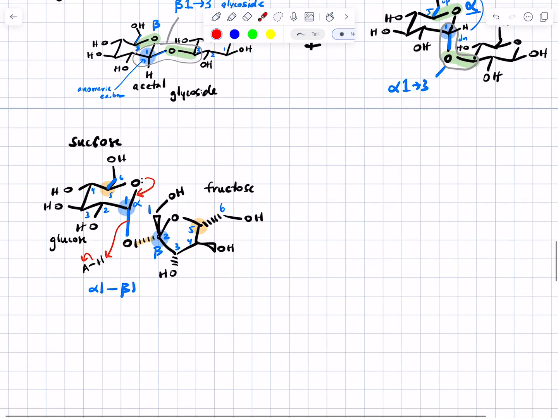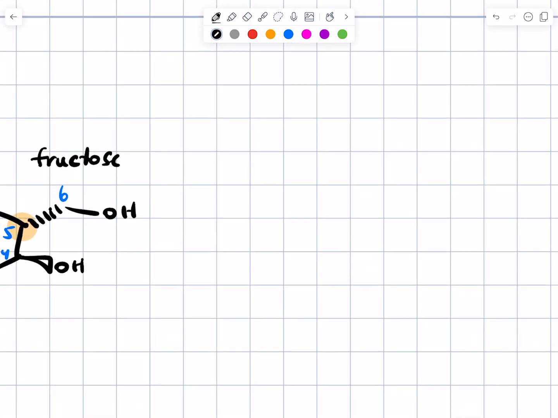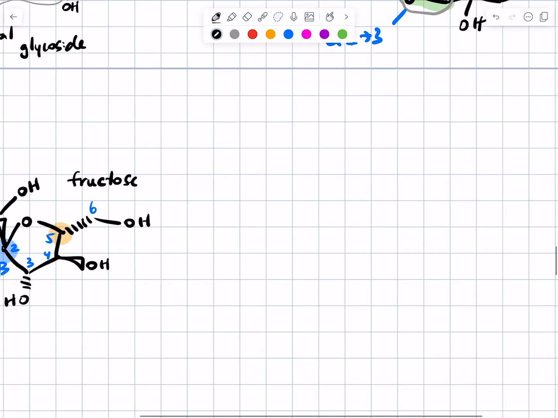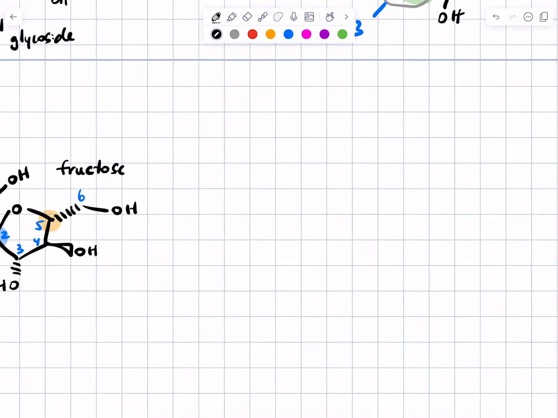Okay. So that's table sugar. Let's show you galactose. No, actually, let's show you lactose, but we'll show you actually human milk oligosaccharide, which has lactose in it, but an additional sugar that's kind of interesting.